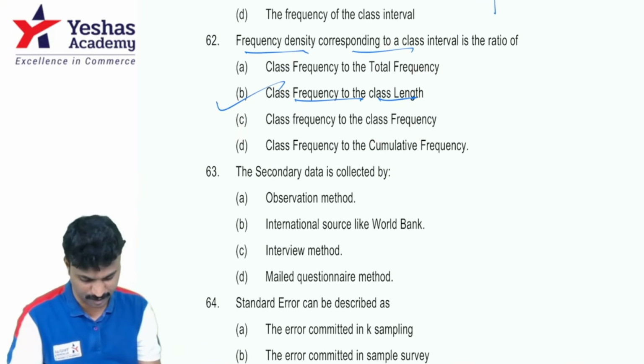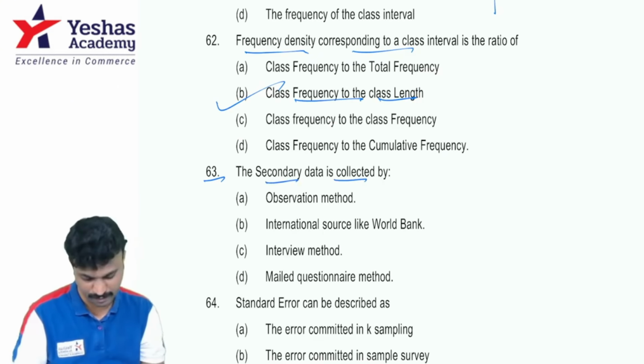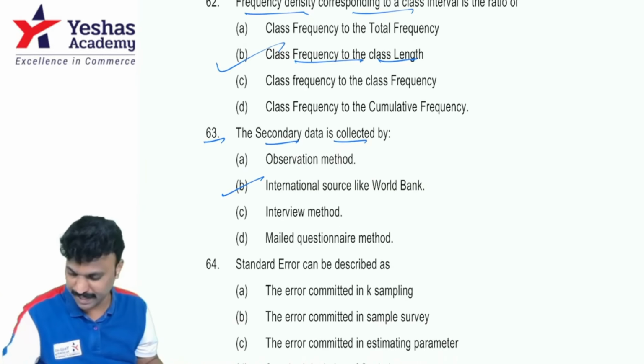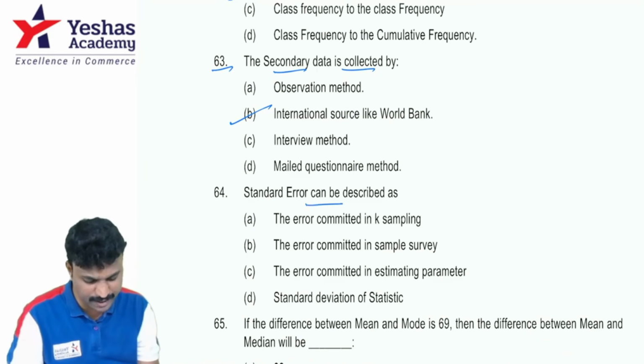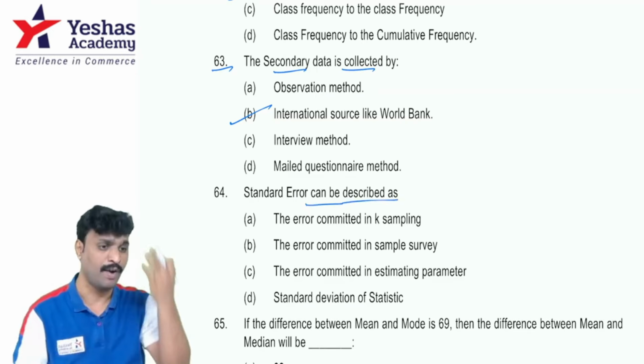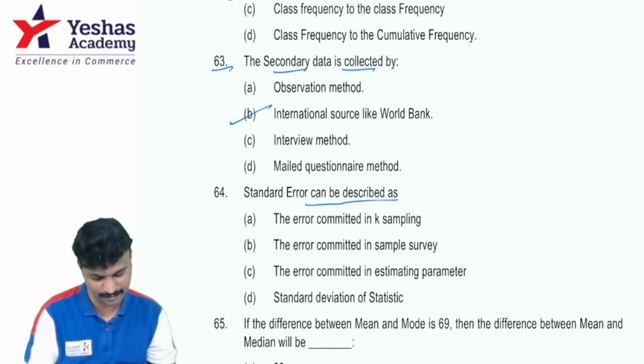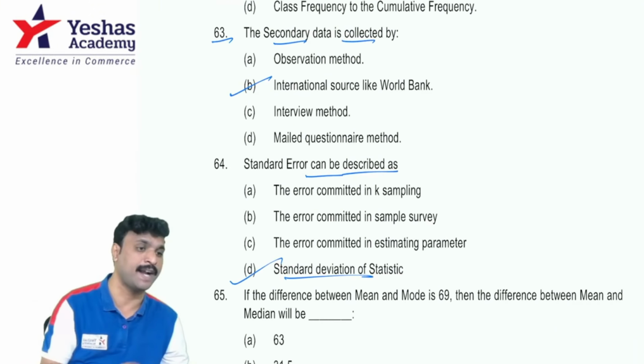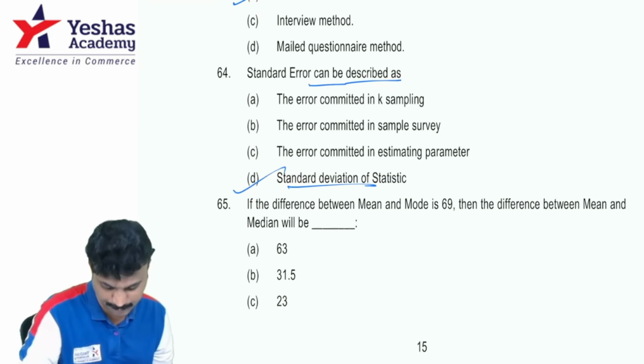Moving on to the next question, 63. The secondary data is collected by, very good, international source like World Bank. Option B is the right answer. Standard error can be described as, it's one of the ICAI exercise questions. I have solved this question. Standard deviation of a statistic. It's a standard deviation of a statistic.